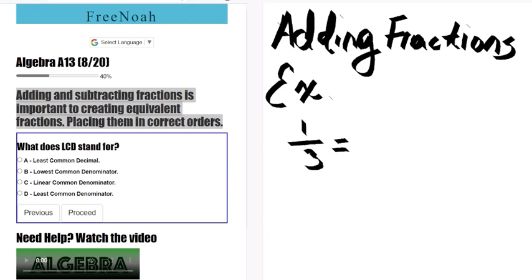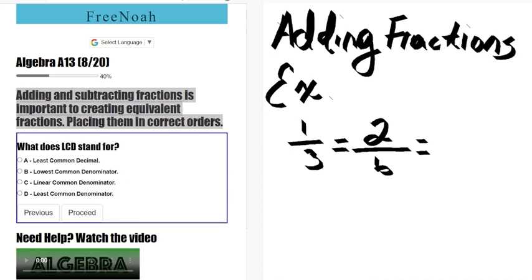Now what we're going to do here is we're going to create an equivalent fraction by multiplying the numerator and the denominator by 2. So 1 times 2 is 2, and 3 times 2 is 6. We're stating the exact same thing here. So 1 over 3 equals 2 over 6.